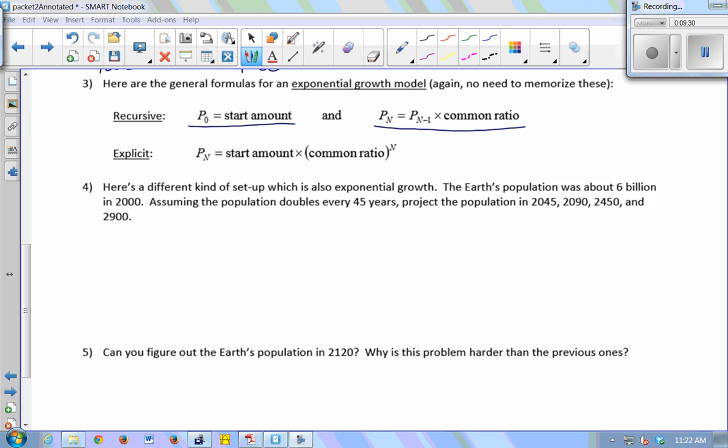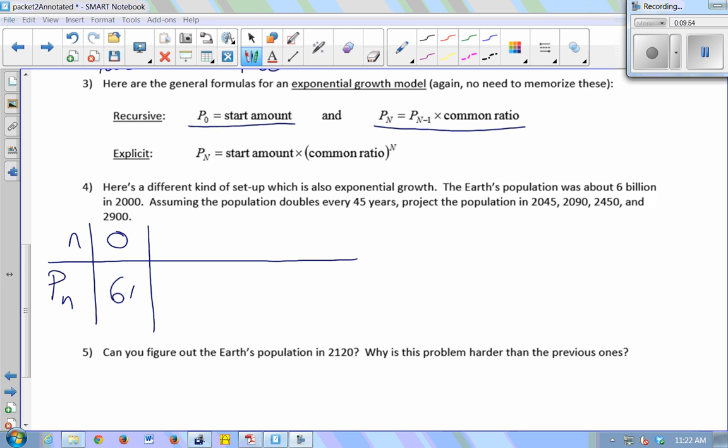So Earth's population, 6 billion in 2000. So we're going to have n and p sub n, okay? And I'm going to use year 0 to represent the year 2000. It's just a way to make the numbers smaller so our calculator can deal with it. So we're just going to start counting at the year 2000. So this is the year 2000. Population is 6 billion. Okay.